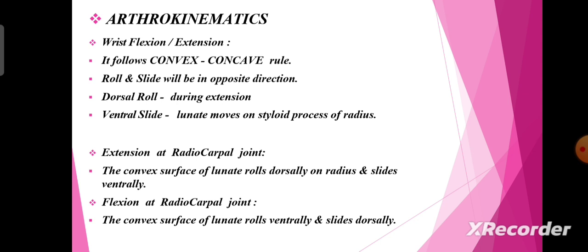So it is a synovial joint, so it mostly follows the concavo-convex rule, in which roll and slide will be in opposite directions, with dorsal roll during extension and ventral slide, as the lunate moves on the styloid process of the radius. Extension at the radiocarpal joint: the convex surface of the lunate rolls dorsally on the radius and slides ventrally. And flexion at the radiocarpal joint: the concave surface of the lunate rolls ventrally and slides dorsally.